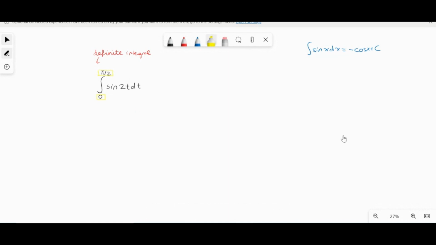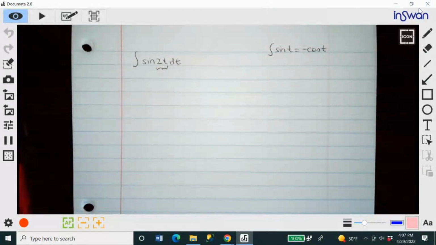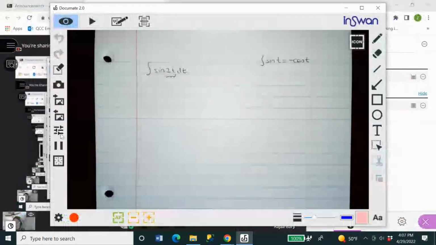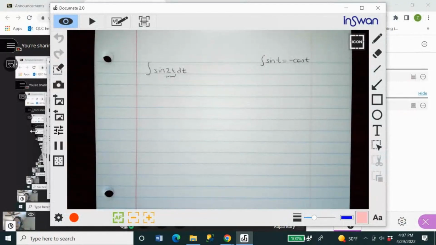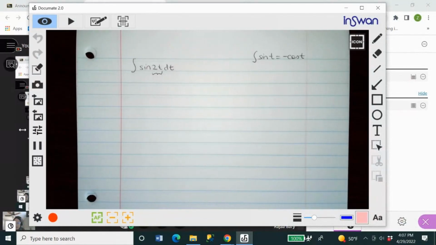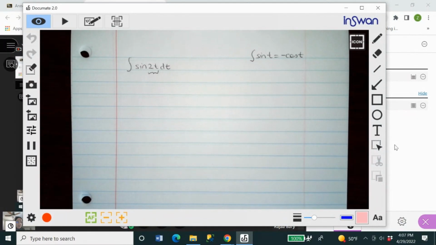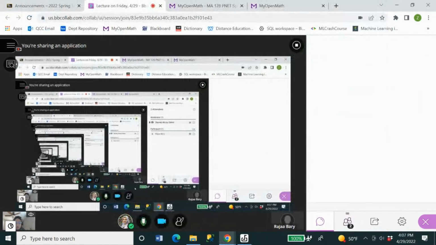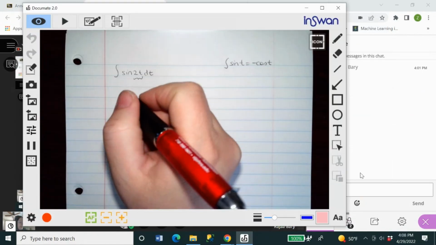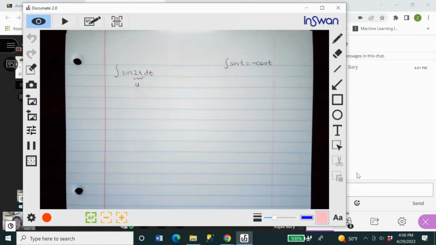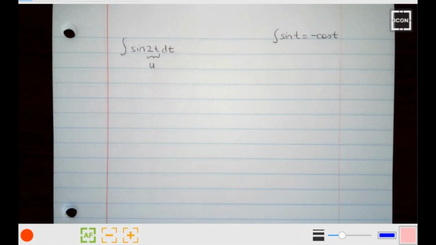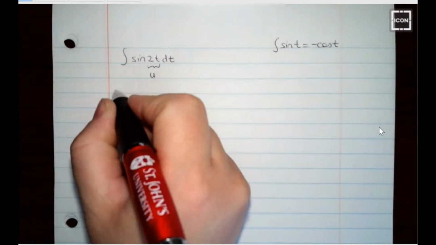In this case, we have 2t. So what should we do? This is in fact a composition of functions, and when we have a composition of functions, we use the substitution method. So we can call 2t as u.